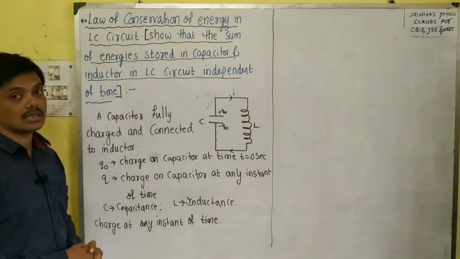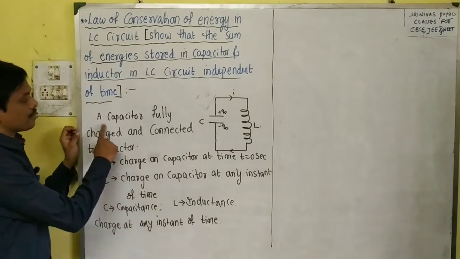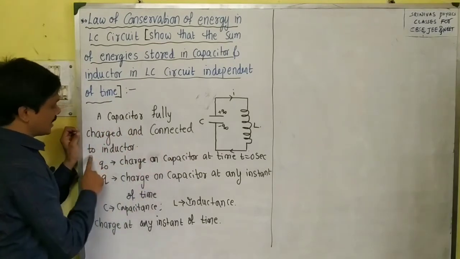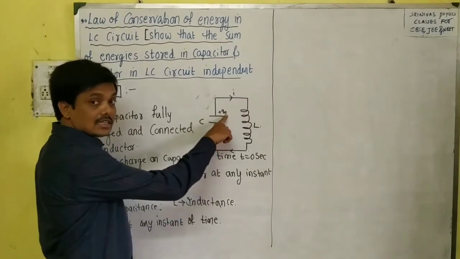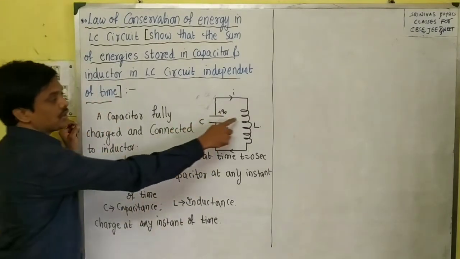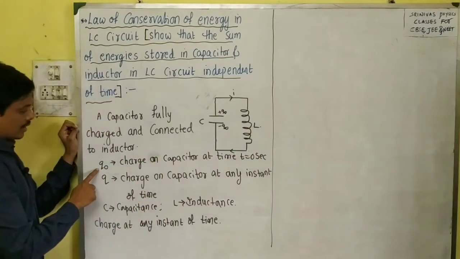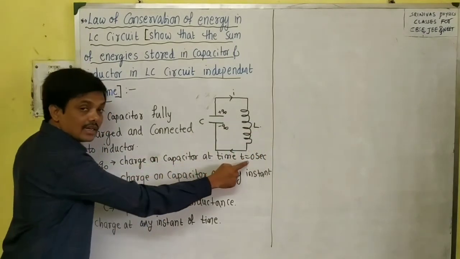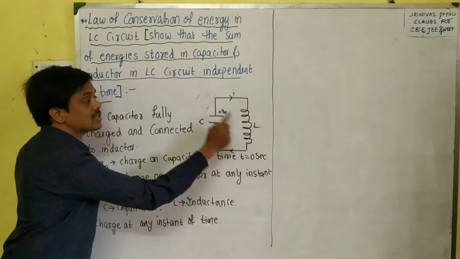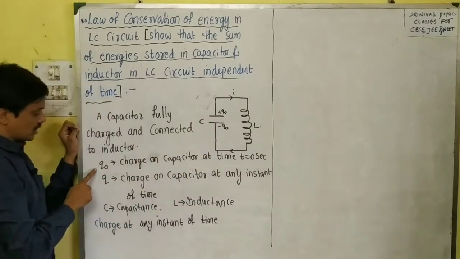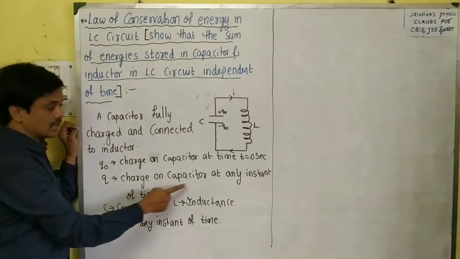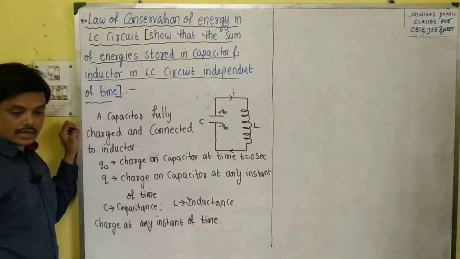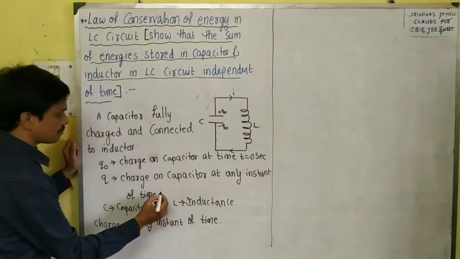It is very important. Now let us see here: a capacitor, fully charged, connected to an inductor. Its initial charge is Q0 and it is connected to an inductor of inductance L. Q0 is the charge on the capacitor at time t equals 0, meaning the starting charge, which is the maximum charge. Q is the charge at any instant of time t.